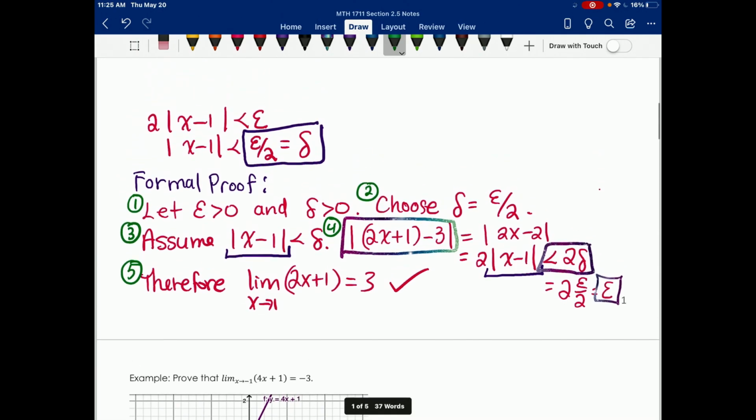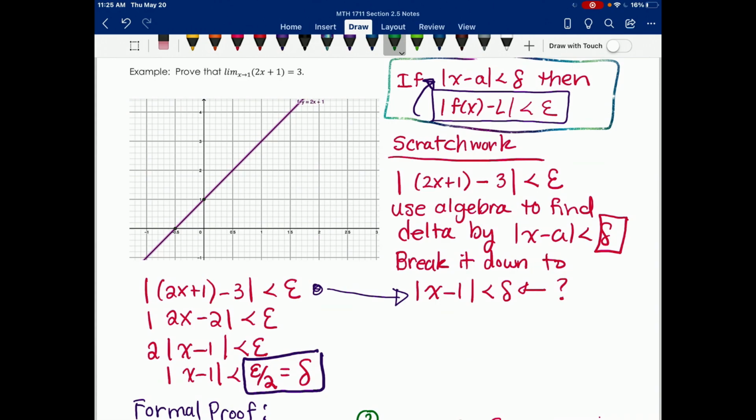Now we can look at this on our graph. So as you can see on our graph, here's our value of a. A is 1. That's what we're getting closer and closer to. And if we draw some dashed lines here, we can see that our limit is 3.